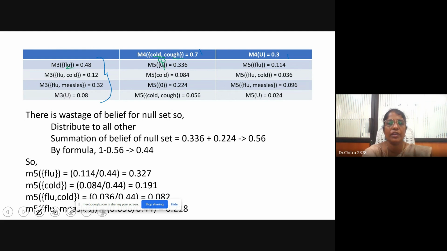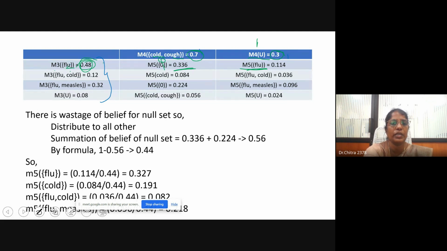New mass: M5 of null equals 0.7 multiplied by 0.48. You will get 0.336. In the same manner, this is all, and all means 1. So M3 of flu will get the new value also. M5 of flu equals the multiplication of these two things. You'll get 0.114.